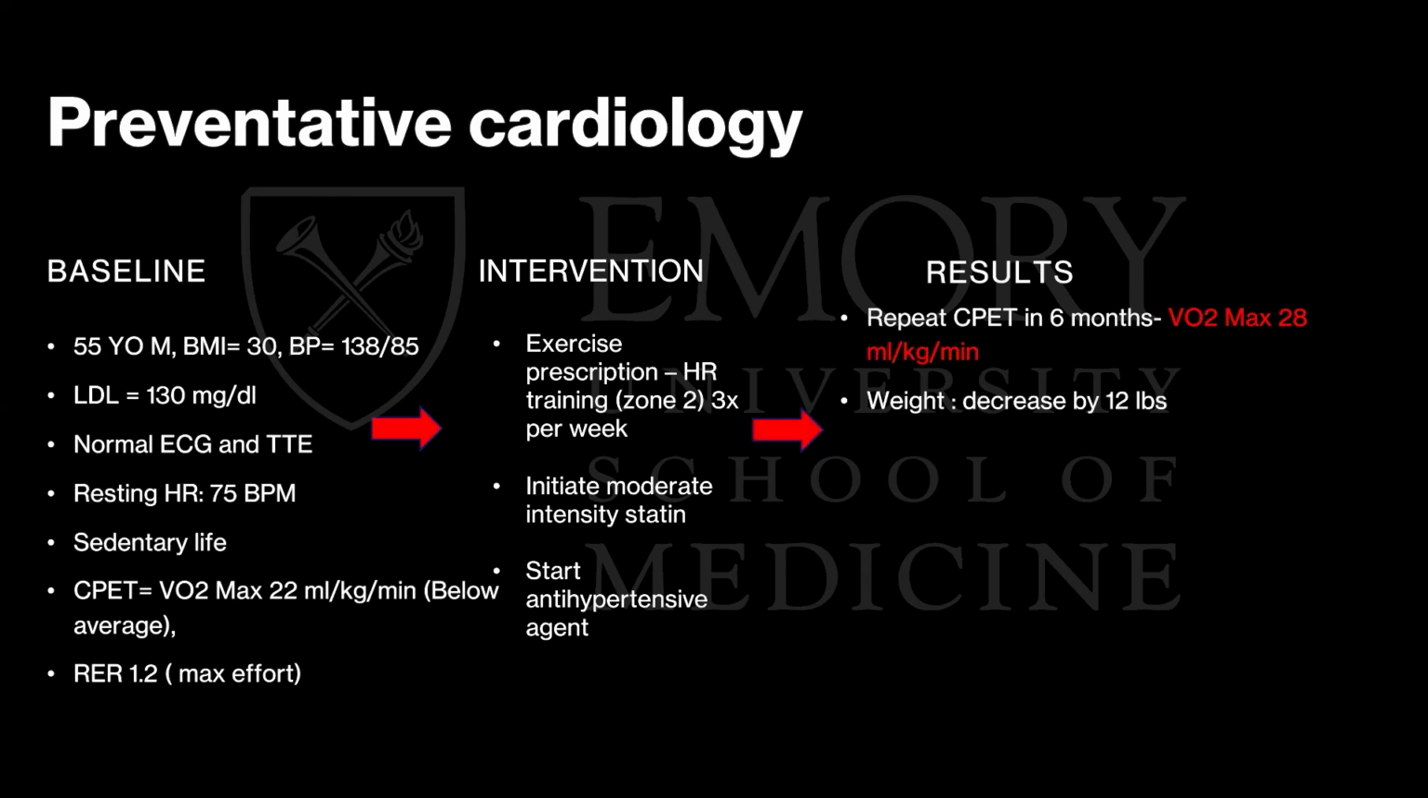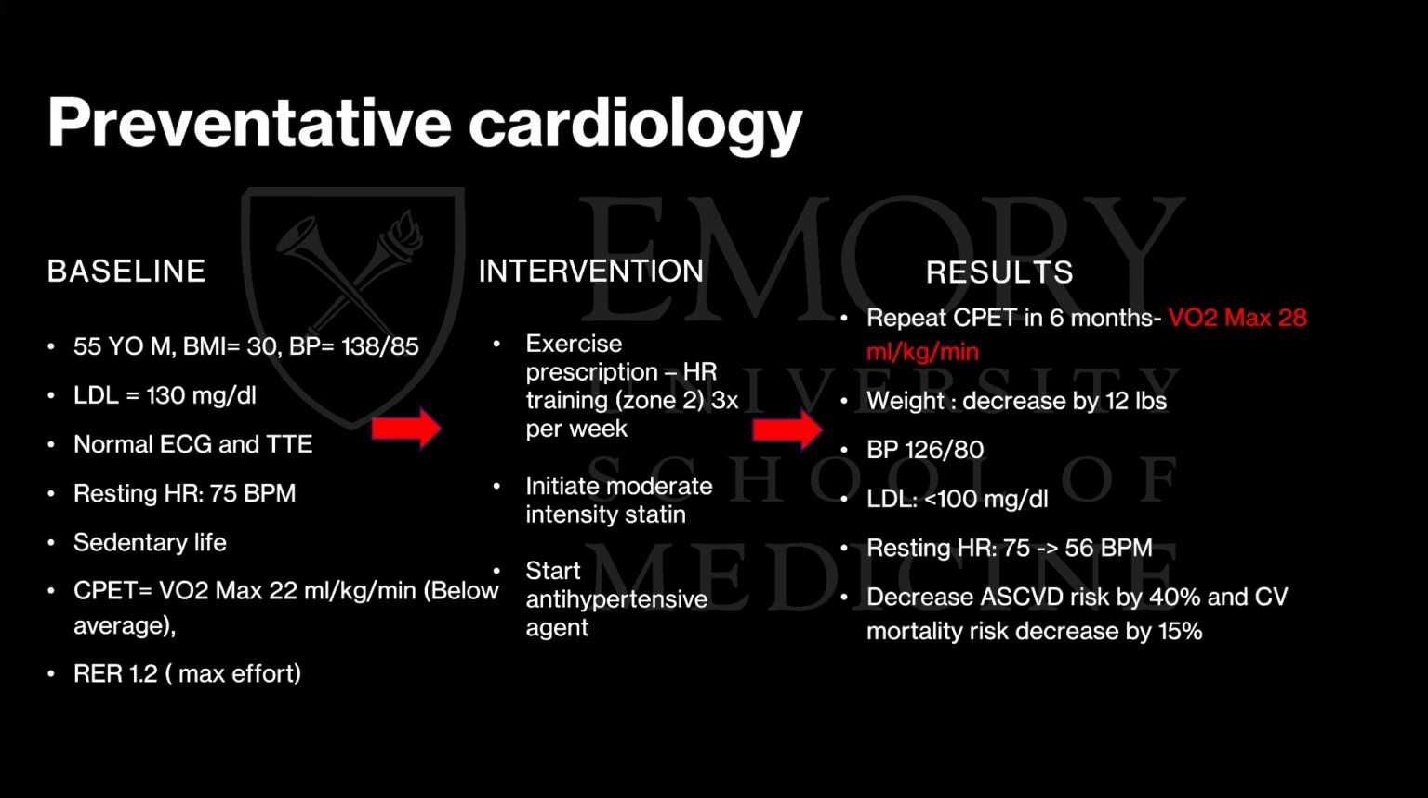The person's weight can also drop down because when you talk about zone 2 training, which we'll go over on the next slide, it's a lot of fat burning during these training sessions so they can lose weight in the meantime. Blood pressure is now under control, probably by a combination of them losing weight, but also because you put them on an antihypertensive agent. LDLs below 100. Their resting heart rate, which is a surrogate of your stroke volume, is now 56. So now you know that your stroke volume is working more efficiently, pumping out more blood. And just by doing these changes, you decrease their ASCVD risk by 40%. And their cardiovascular risk is also down by like 15%.